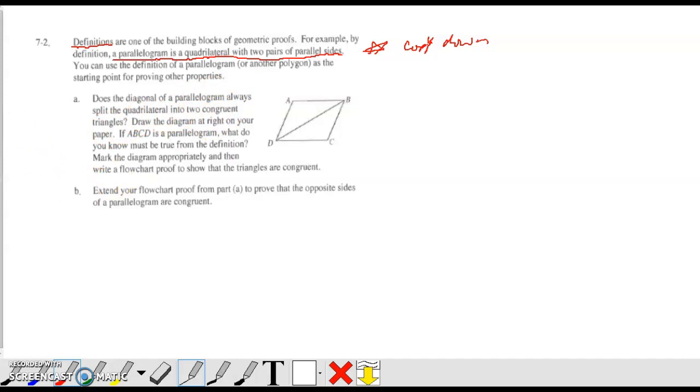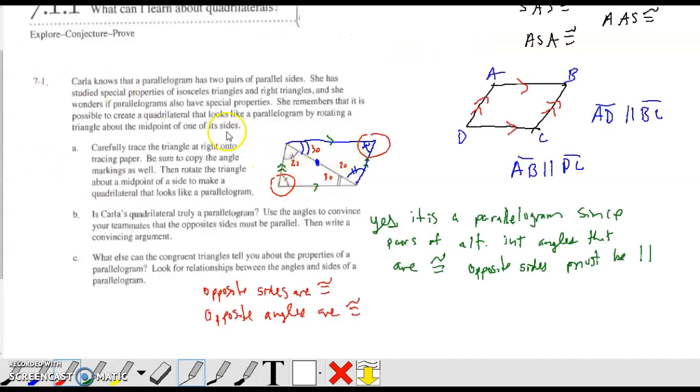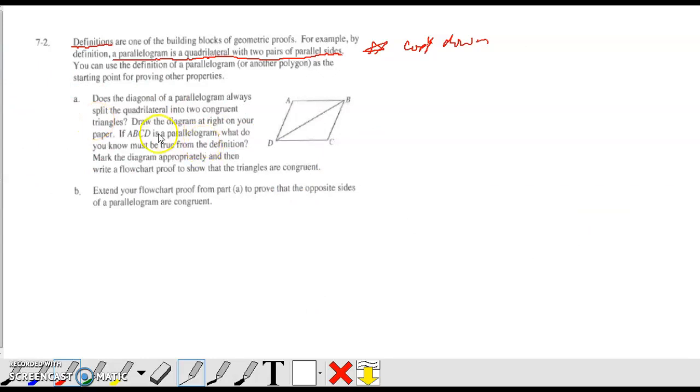Just like on this one, these were two congruent triangles. So we want to draw a diagram on your paper. If ABCD is a parallelogram, what do you know must be true about that definition?